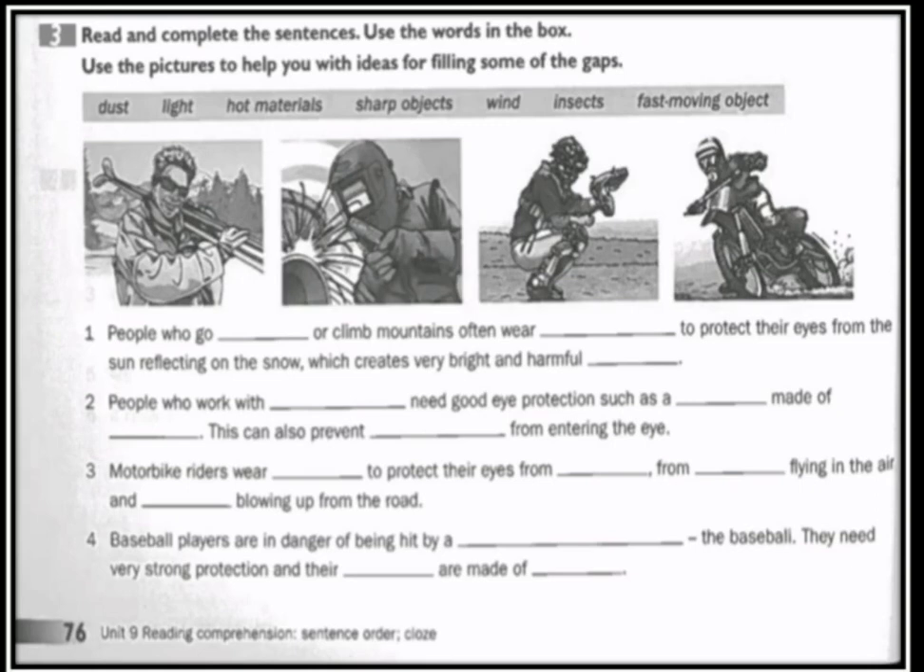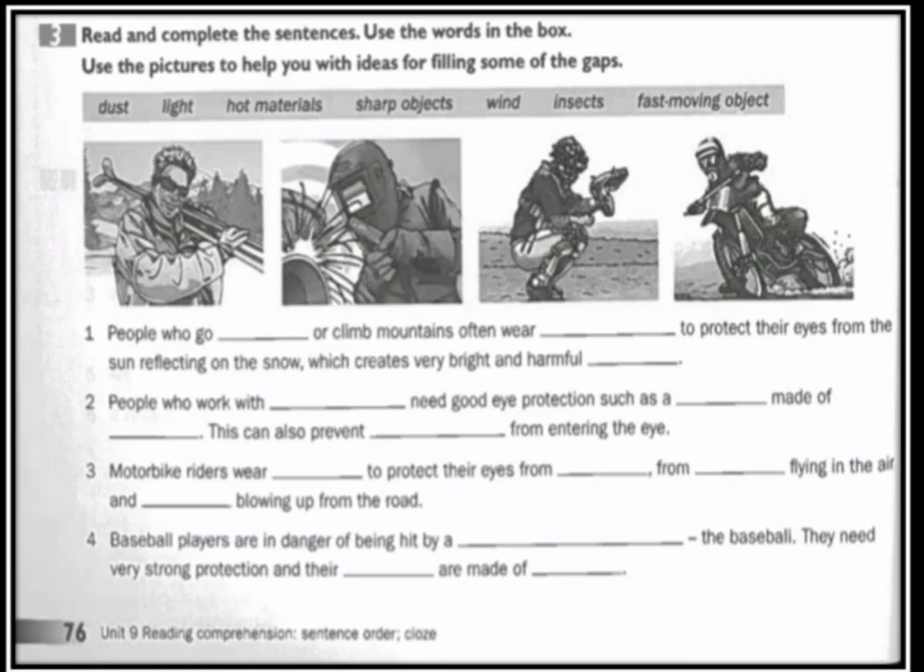They wear goggles to protect their eyes from the wind, from insects flying in the air, and dust blowing up from the road.